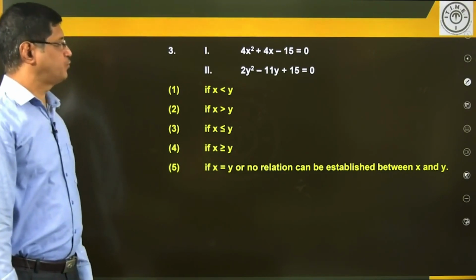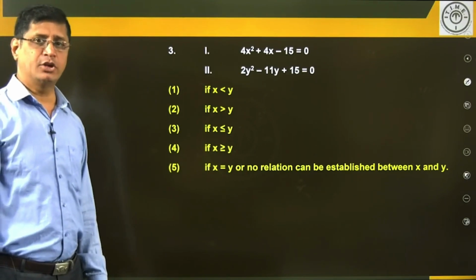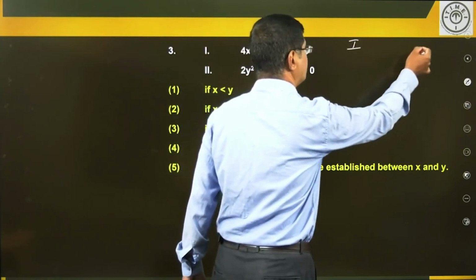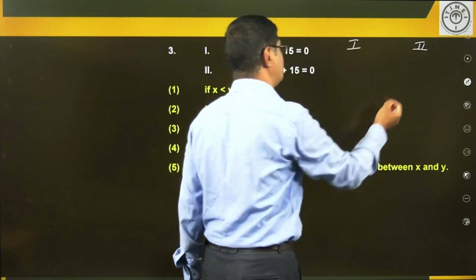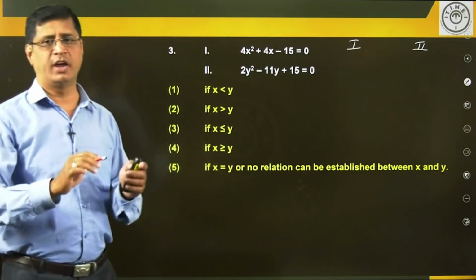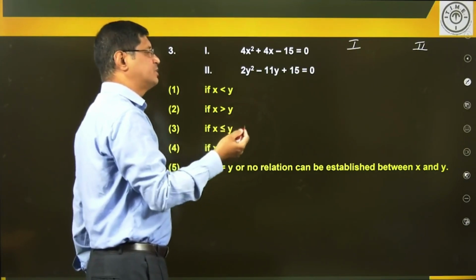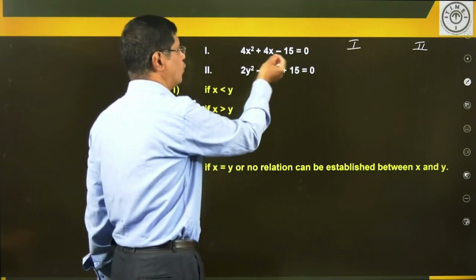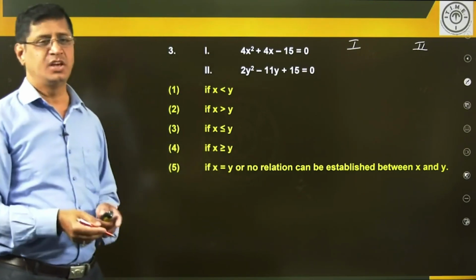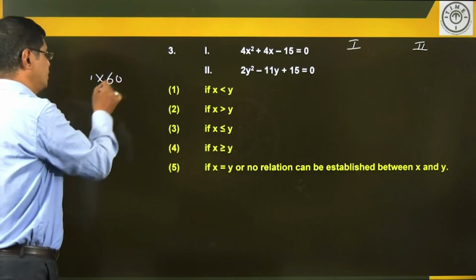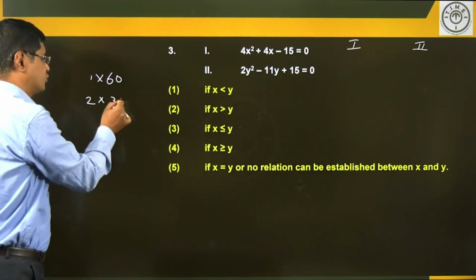4x square plus 4x minus 15 is equal to 0. Dear students, if you are comfortable to find the factors by using the larger number, means go ahead. Otherwise, you just simplify, break into smaller numbers and then find. For example, 4 into 15, 60. If you are comfortable with 60, means 1 into 60, that is 60. 2 into 30, it is also 60.